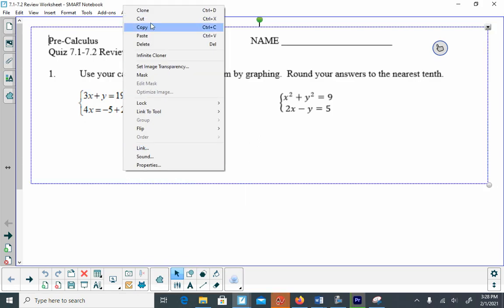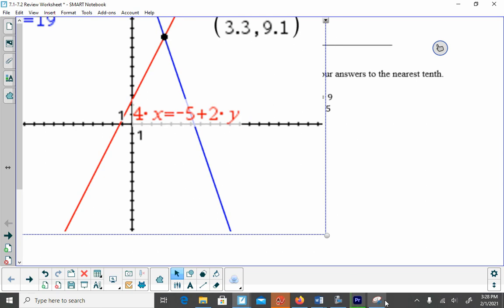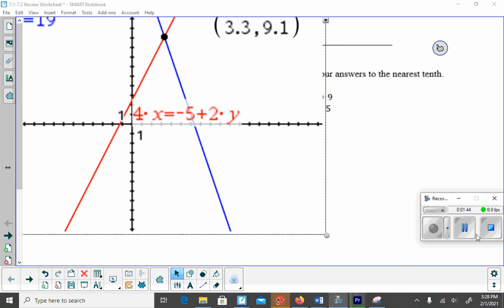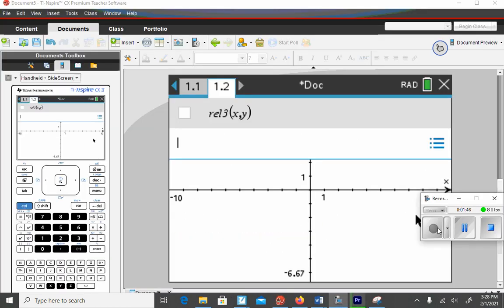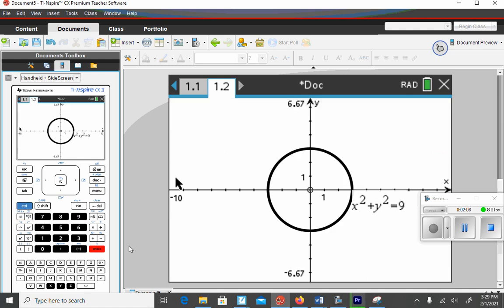Okay, the next one. We'll fix that later. So I added another page so I could have a fresh plain paper, and I hit relation again. And now I'm going to type in x squared plus y squared is equal to 9, and I'm expecting a circle, and I get one.